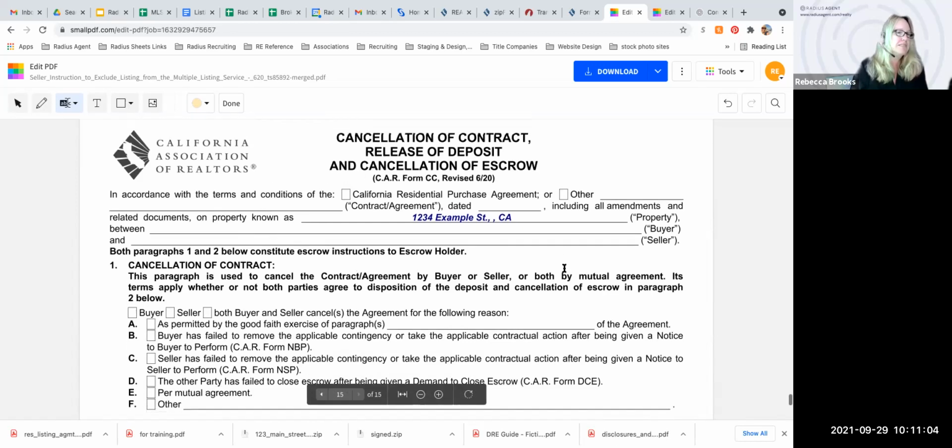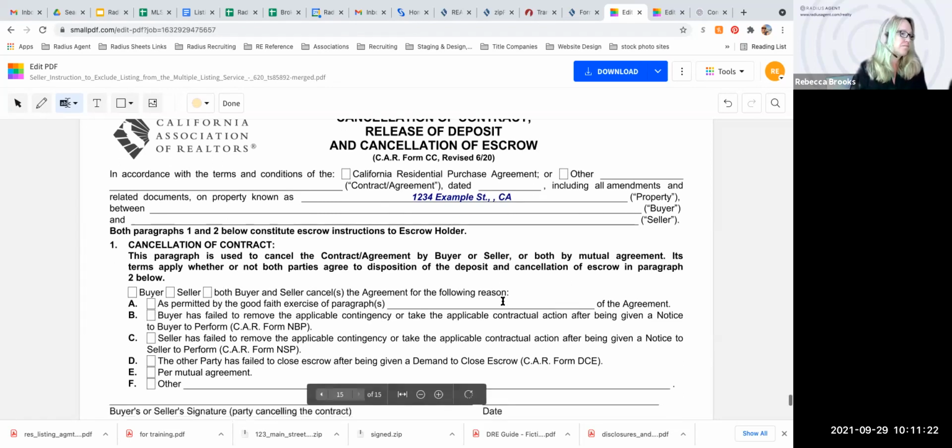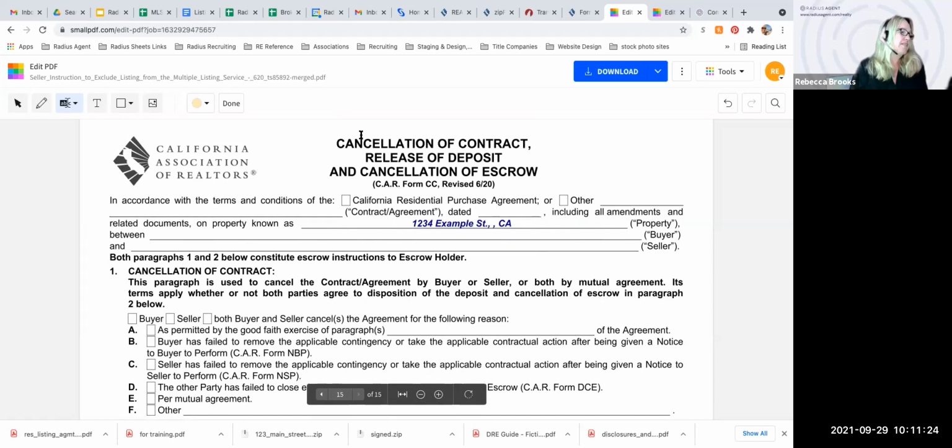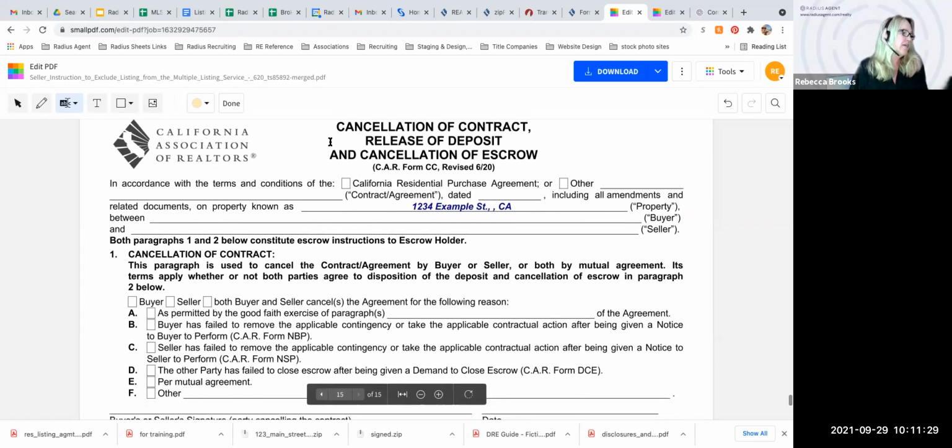But sellers can be pissy. They can definitely say, hey, well, I feel like I got damaged somehow. And that's why it's really important as agents for us to make sure we're explaining to our clients, buyers and sellers, what this contingency removal means to them. Okay. All right. This is the cancellation form that you're going to use whenever you cancel a contract.